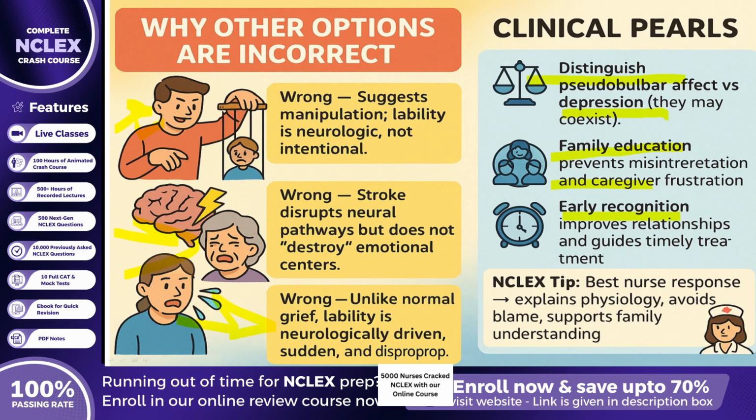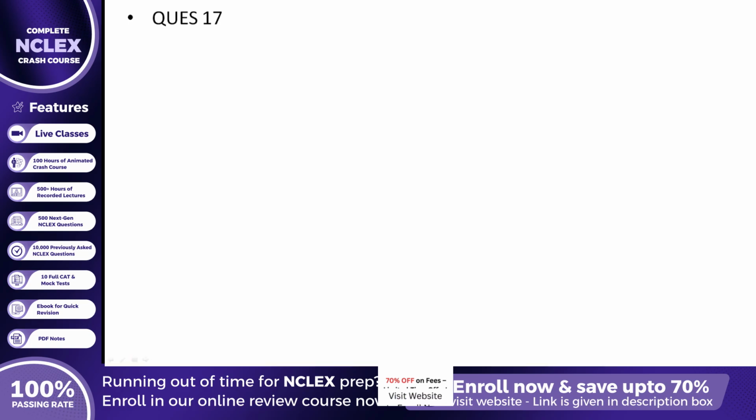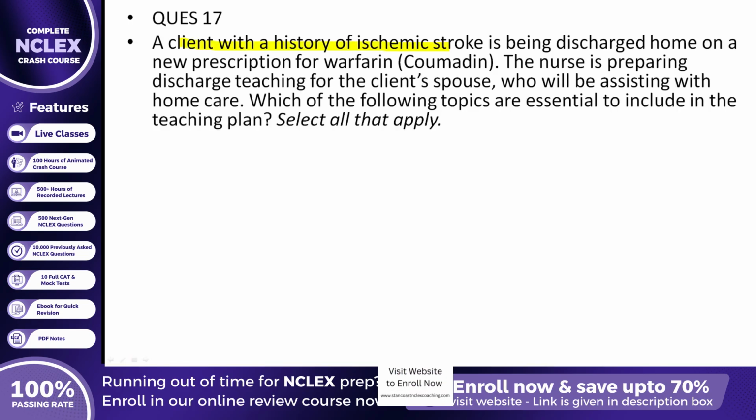Now, let us move into an important NCLEX-style question on client and family education. A client with a history of ischemic stroke is being discharged home on a new prescription for warfarin, also known as Coumadin. The nurse is preparing discharge teaching for the client's spouse, who will be assisting with home care. The question asks, which of the following topics are essential to include in the teaching plan?